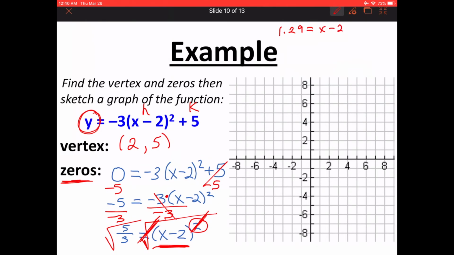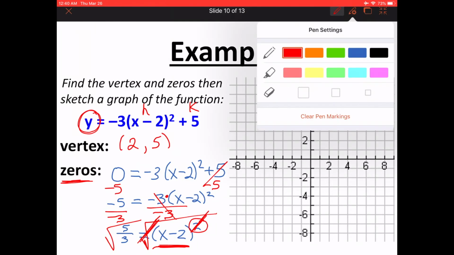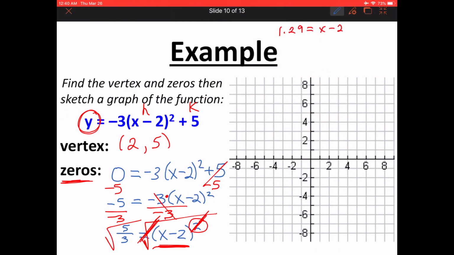Now remember, this is where a lot of us might forget, and we don't want to do that. My square root of 5/3 is 1.29. But what is my other square root of 5/3? My other square root of 5/3 is -1.29. Okay, guys, so I want to have 1.29 equals x minus 2 and -1.29 equals x minus 2. So I have now set up two equations. From there, I'm just going to solve both of them.